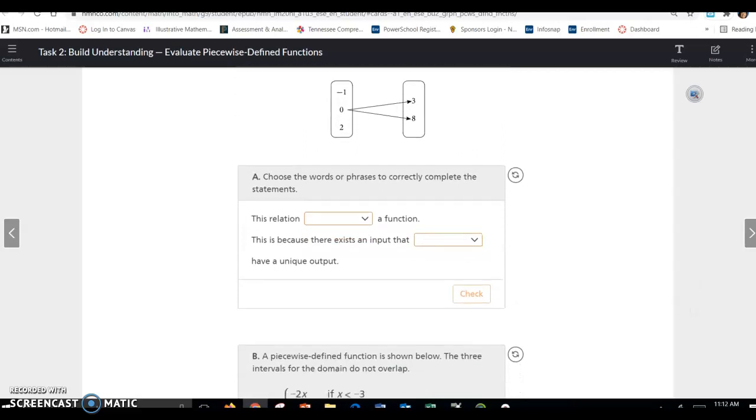So choose the word or phrase to correctly complete the statement. This relation is not a function because (0, 3) and (0, 8) would have repeating x's, so that's not a function. This is because there exists an input that does not have a unique output.